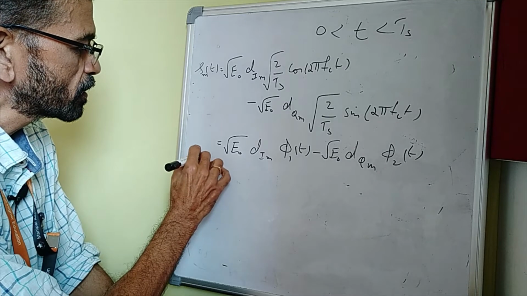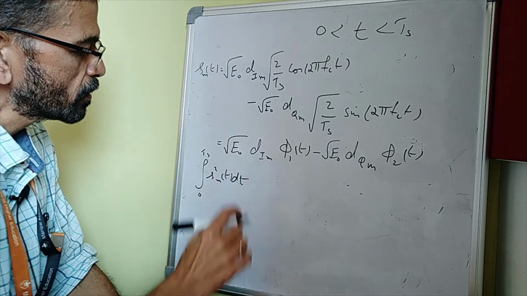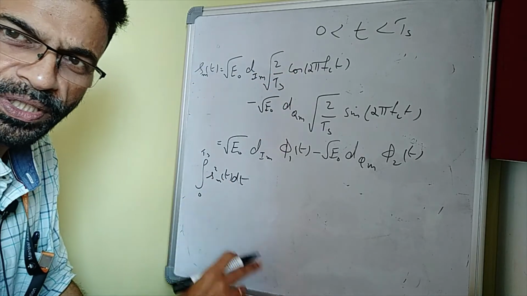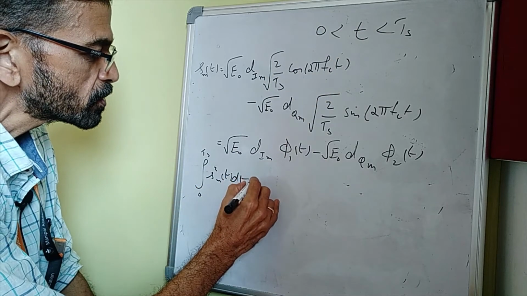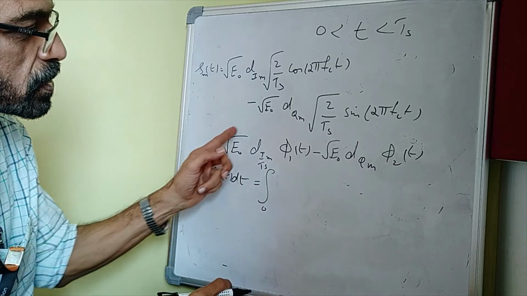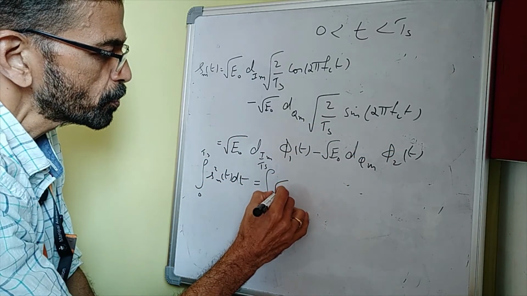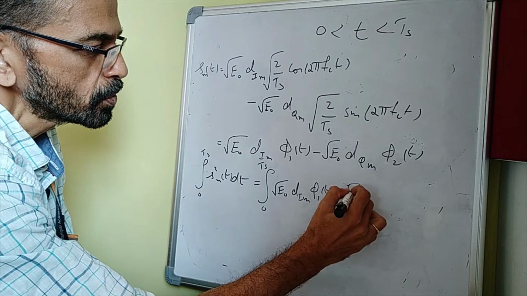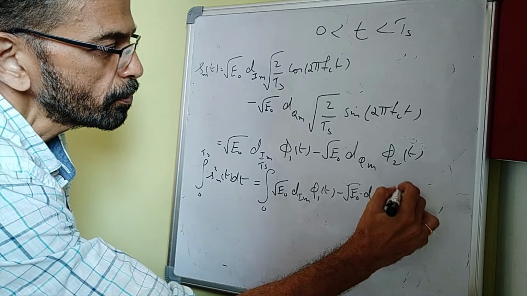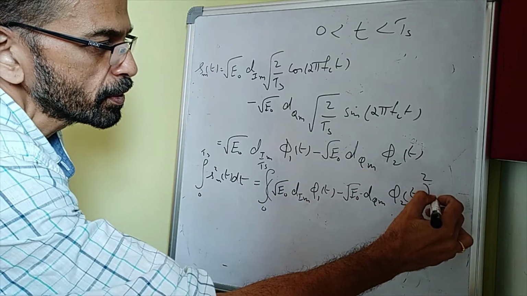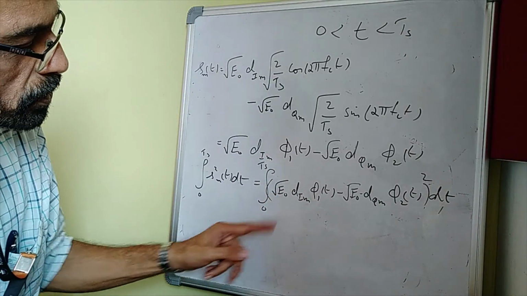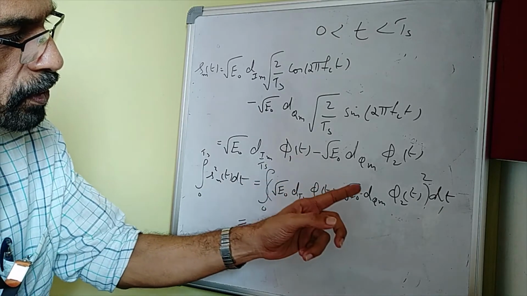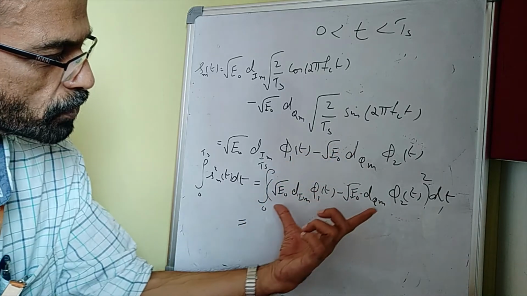Now the energy of a particular QAM signal, say for a particular value of m, is calculated like this. It's a real signal, so integrate s square mt dt from 0 to Ts duration, and this will be equal to the integral from 0 to Ts of root E naught dim phi 1t minus root E naught dqm phi 2t, whole square, dt. And when you square this, we can see what happens to this result. You square this, this is the square of this plus the square of this minus 2 into this term into this term. That's what you get when you expand this.